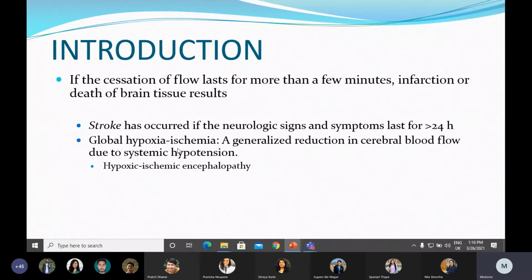And global hypoxic ischemic injury, which we also call hypoxic ischemic encephalopathy, where you will have a generalized reduction in blood flow due to systemic hypotension. So this is a little bit different from the stroke, where, in an ischemic stroke, you will have an occlusion of a particular artery or arteriole. But here it's a generalized reduction in the blood flow rate due to systemic hypotension.